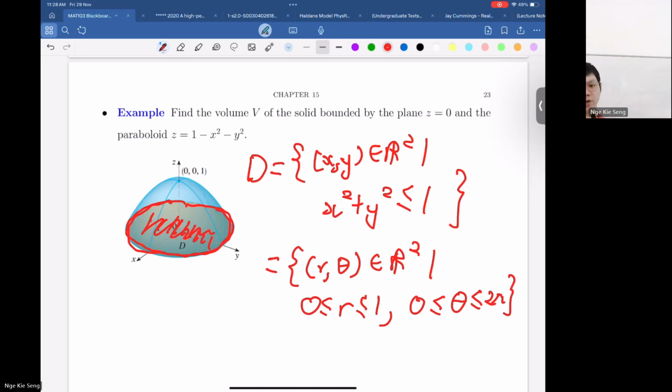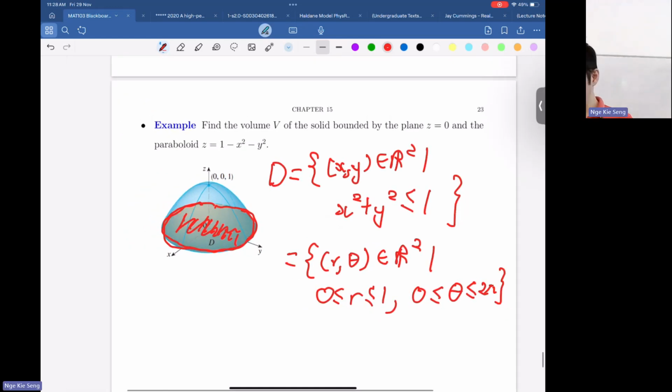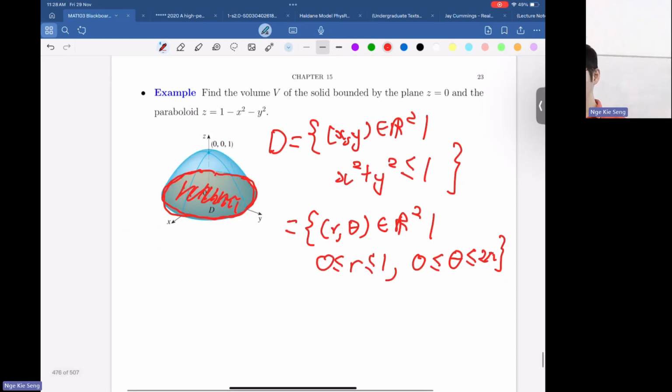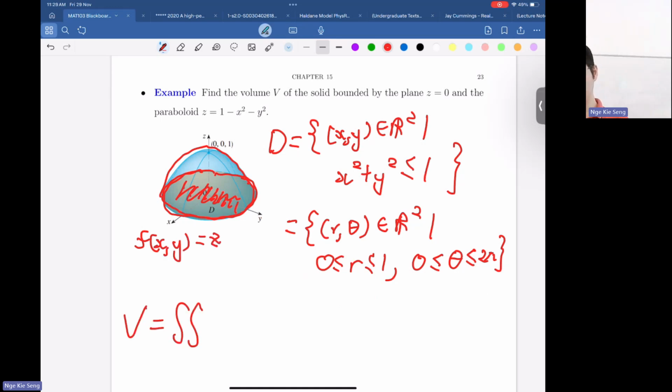Okay, so what's your z in this case? I mean, what's your f(x, y) in this case? How to get this height function? You let your f(x, y) equal z. So how to find this volume? This is a double integral of z dA over D. So how do you do it? This is a very simple polar rectangle.